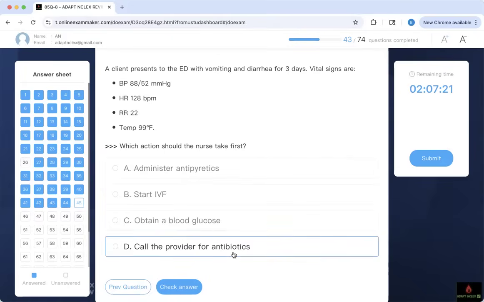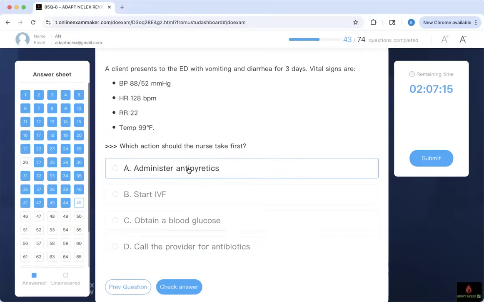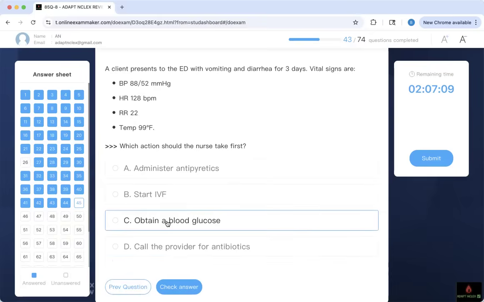Which answer choice did you pick? I can tell you the right answer. It's not 1, because then you focus on the temperature. It's 99. It's not that bad. Blood glucose. I never say anything about blood glucose.